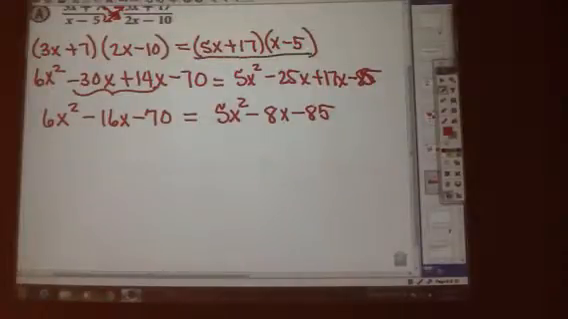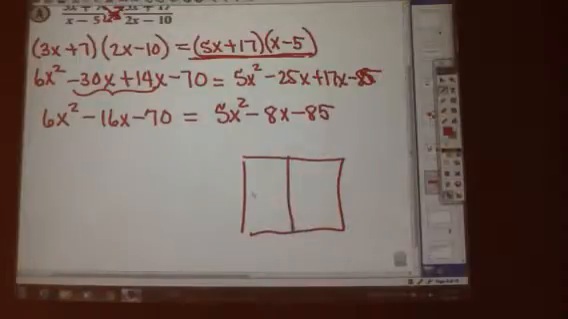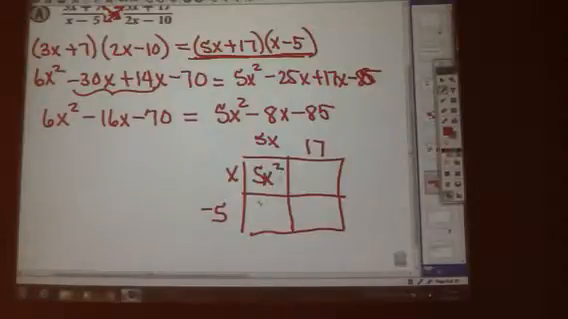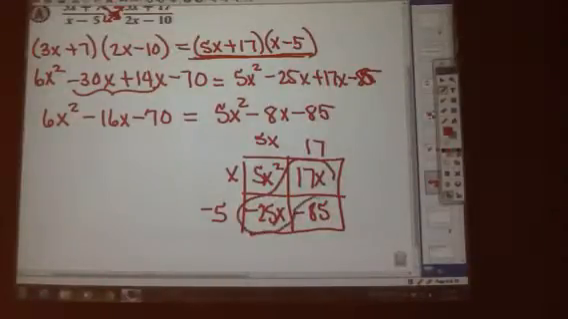Now, if you'd like to box that, instead of foiling it, you can put it in a box. 5x plus 17, x minus 5. 5x times x is 5x squared. 17 times x is 17x. 5x times negative 5 is negative 25x. And 17 times negative 5 is negative 85. Combine like terms, and we get the same thing we got when we FOILed it.